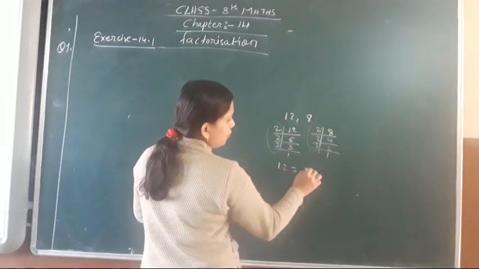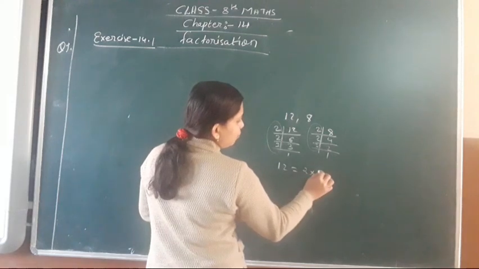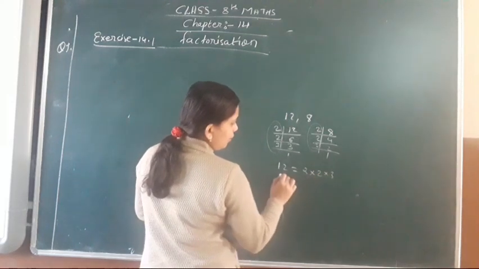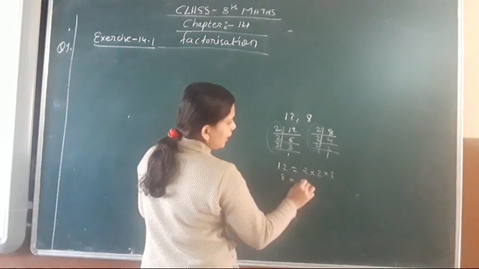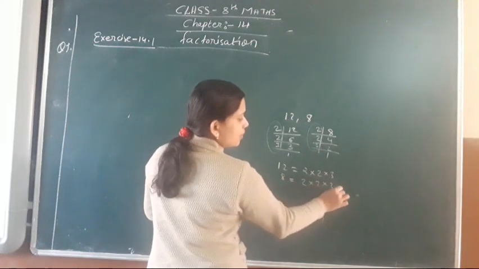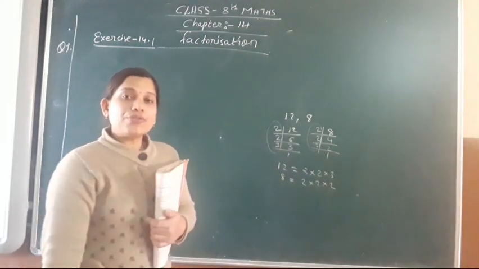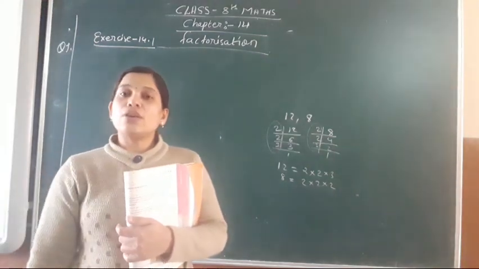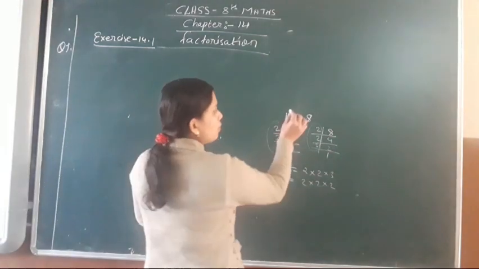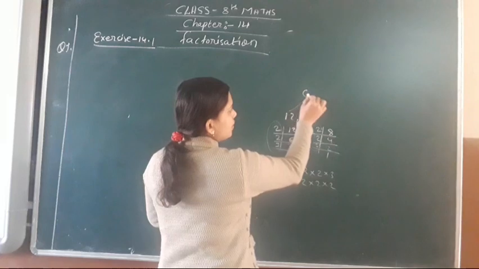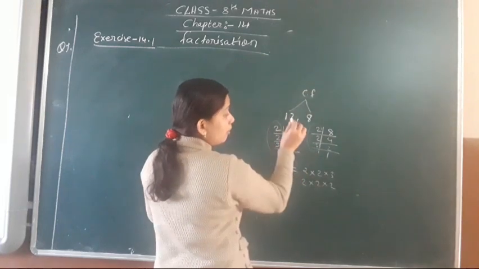So we can see these are the factors. What are the factors of 12? The factors of 12 are 2 into 2 into 3. And what are the factors of 8? 2 into 2 into 2. In our question, it is asked to find the common factors of both the numbers 12 and 8.